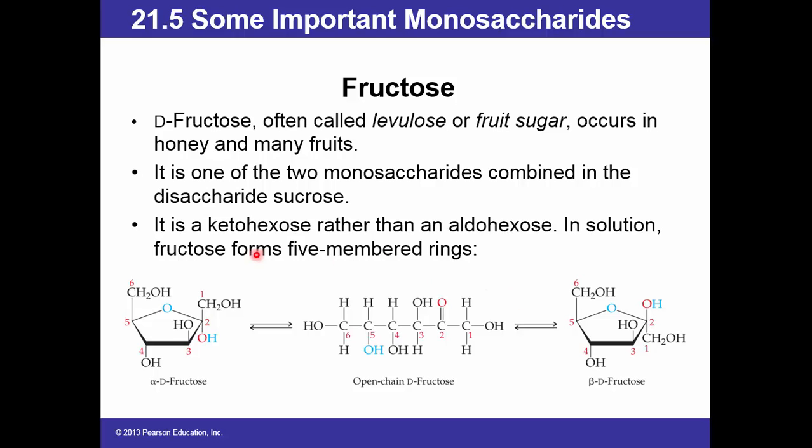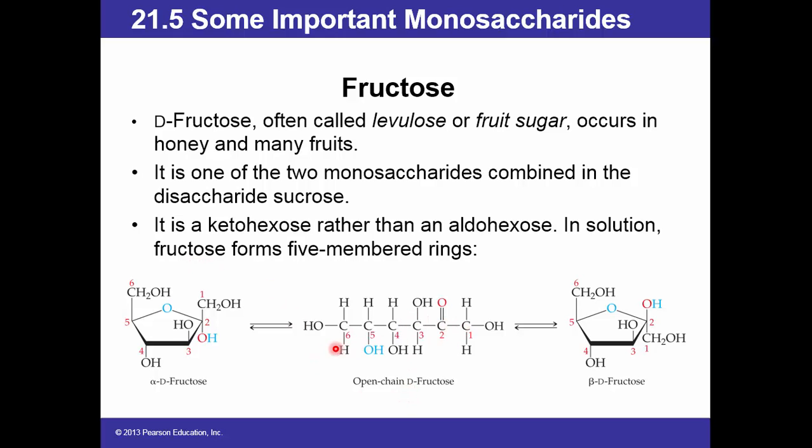Fructose, on the other hand, D-fructose, often called levulose or fruit sugar, occurs in honey and many fruits. It is one of the two monosaccharides combined in the disaccharide sucrose. It is a ketohexose rather than an aldohexose. In solution, fructose forms 5-membered rings. So again, this is the open chain of D-fructose.